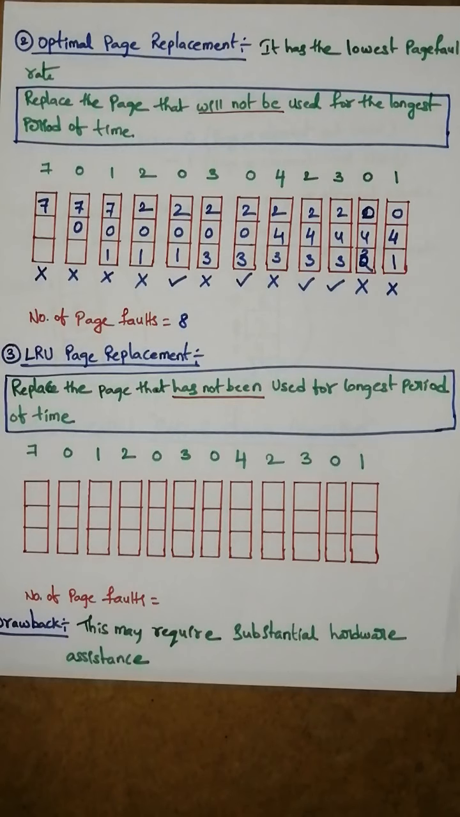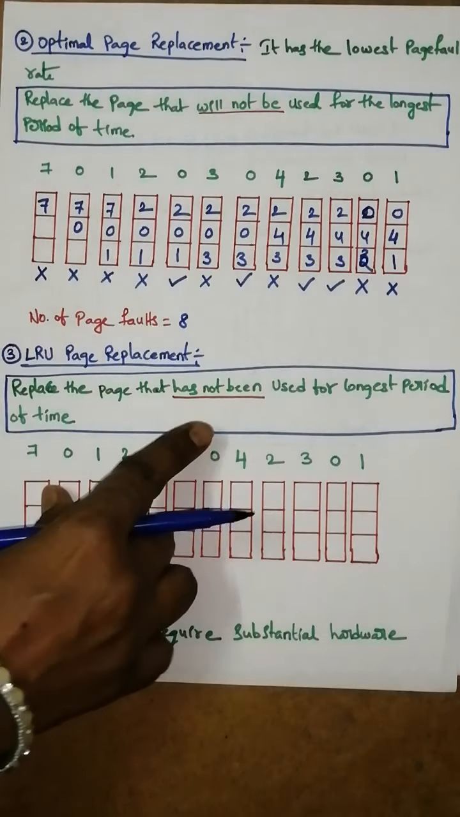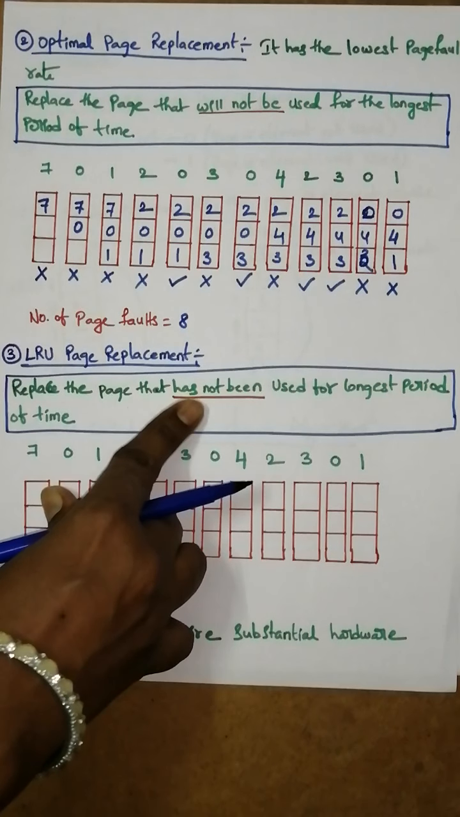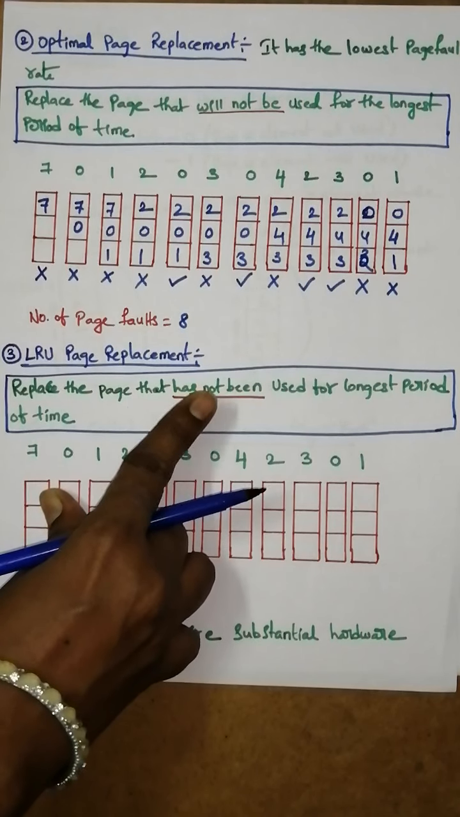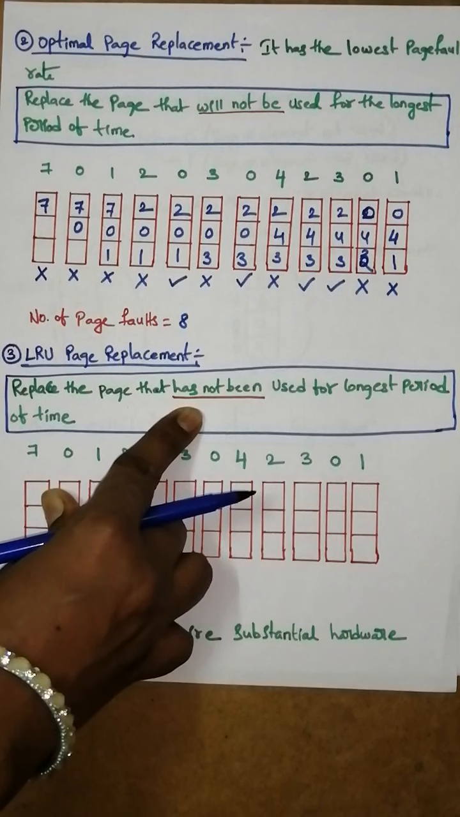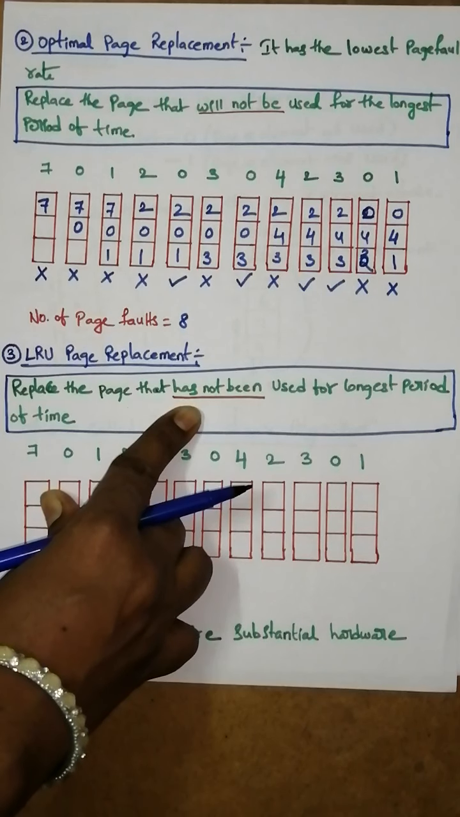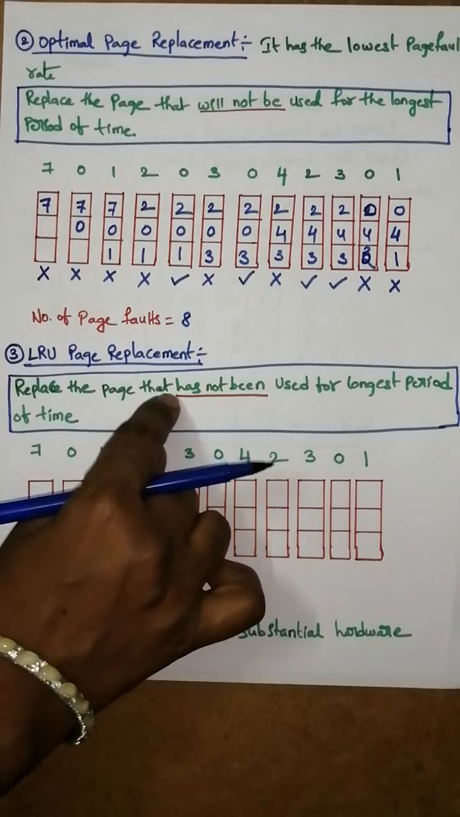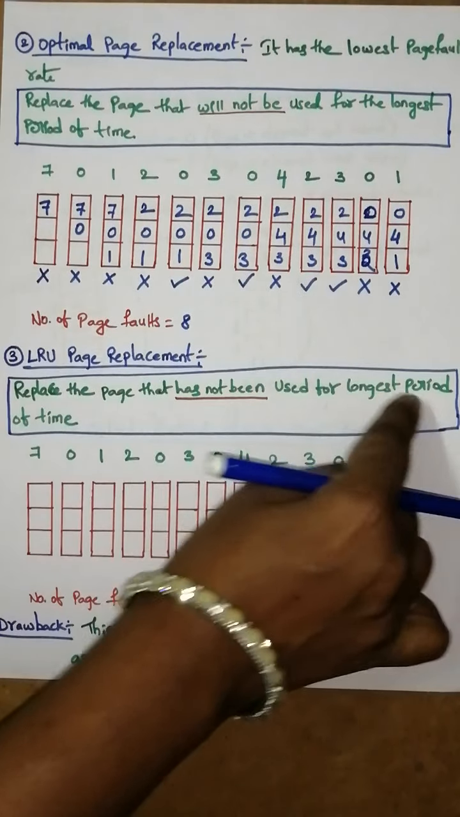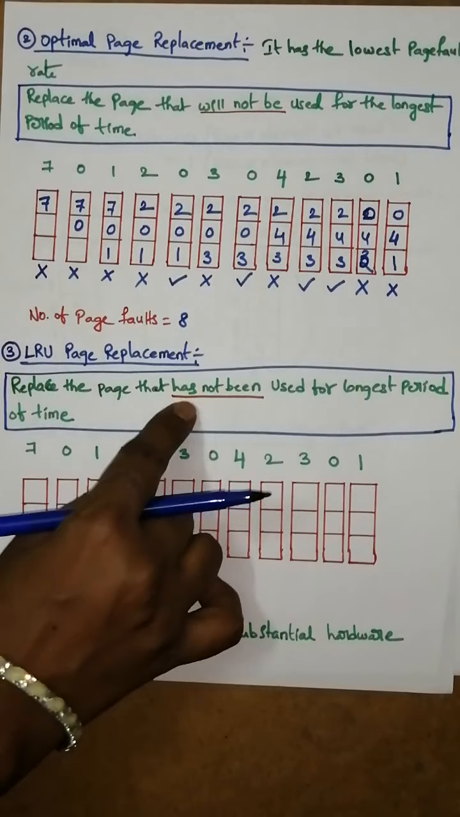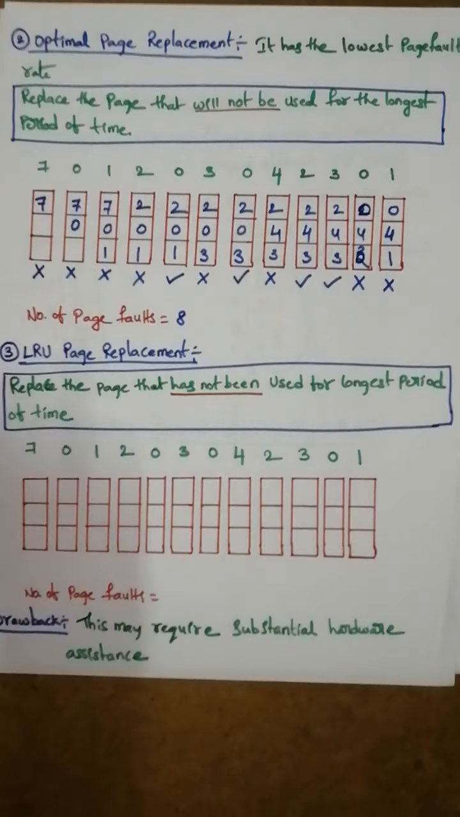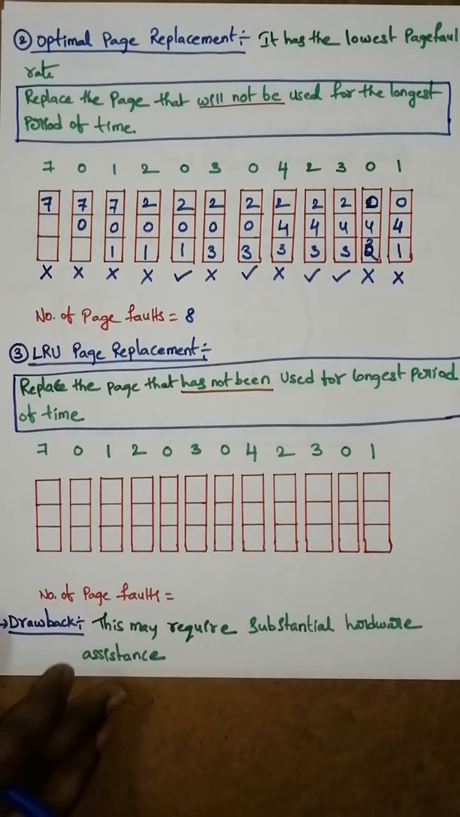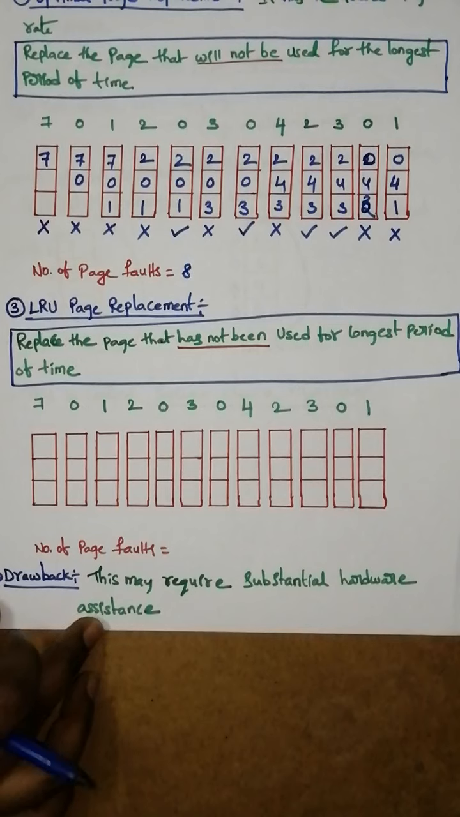In this algorithm, instead of having knowledge of the future reference string, it is enough to use what you have used in the previous, that is in the past. Based on that you can apply page replacement. Here it replaces the page that has not been used for the longest period of time. Not been used means you are checking in the past. Now let's take the same reference string.